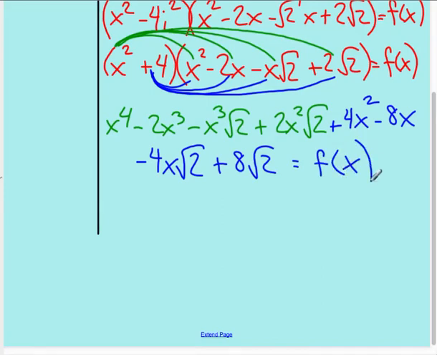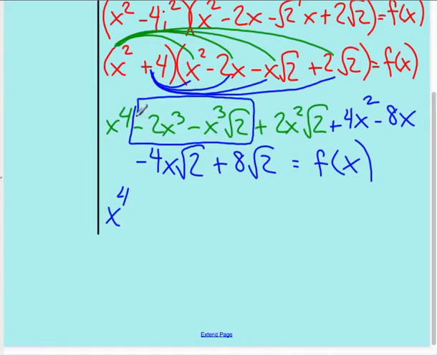I do have some like terms because I've got the same exponent on several of mine. When we combine them, I'm going to have to do some grouping because of those radicals. So I've got one x to the fourth term, and I've got two x cubed terms.